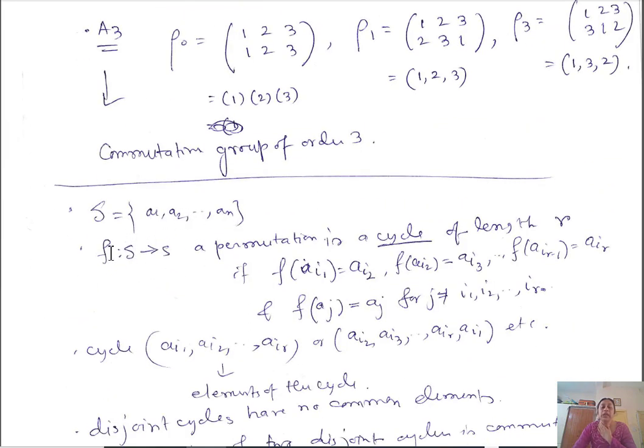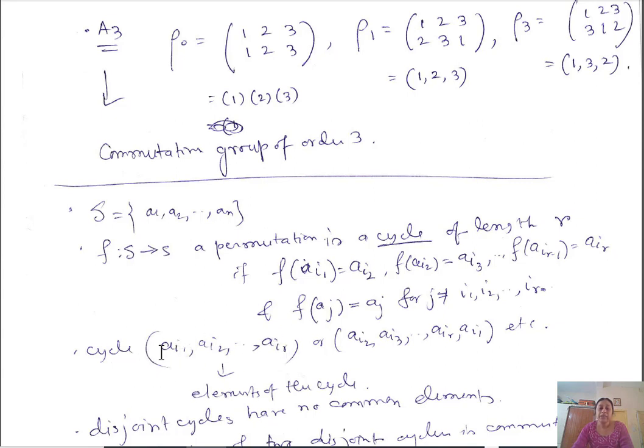Now a permutation f from S to S. This is a bijection. A permutation is a bijective mapping from S onto itself. So this permutation is a cycle of length r. A permutation is said to be a cycle of length r if you have this relation: f(ai1) equals ai2, f(ai2) equals ai3, and f(ai(r-1)) is f(air). Then if you apply f on this air, you get back ai1. Then ai1, ai2, ..., air is a cycle.